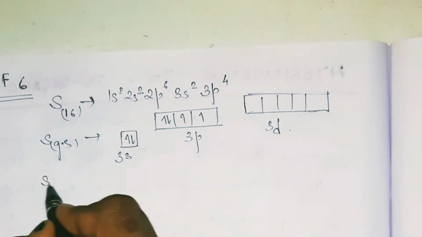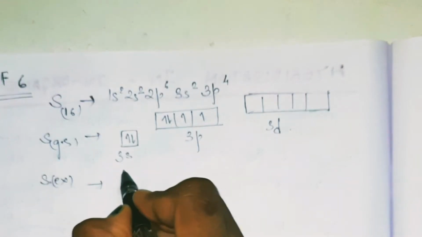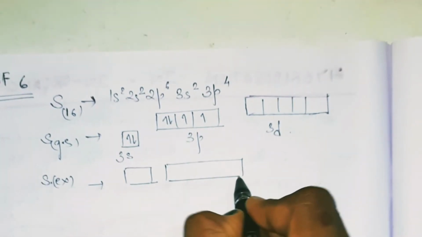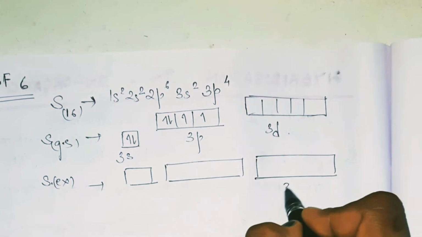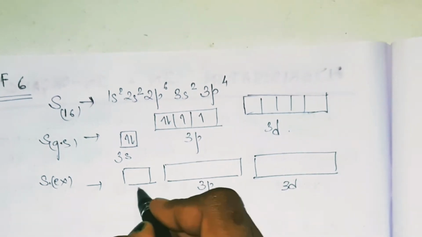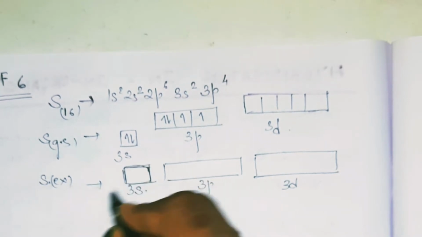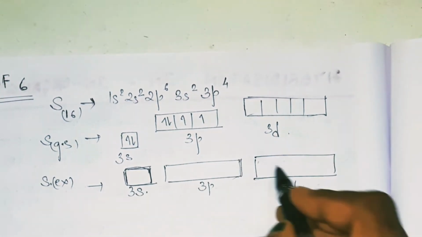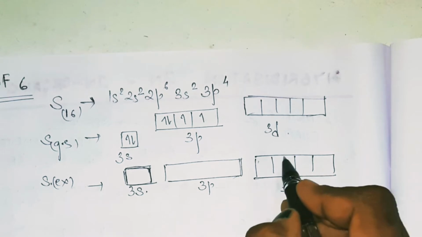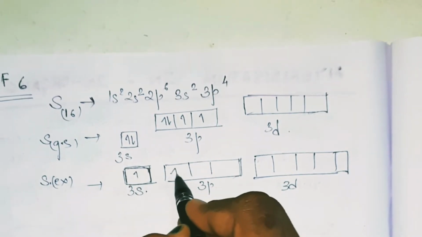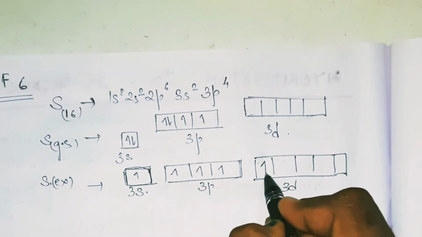Now if we go for sulfur in the excited state, we will see what happens: the empty 3d orbitals take part in bonding. When you go for bigger atoms other than carbon, they form other orbitals also, which take part in bonding. Now see, check this one: s will go here and here.